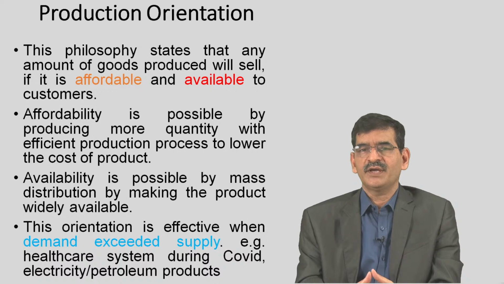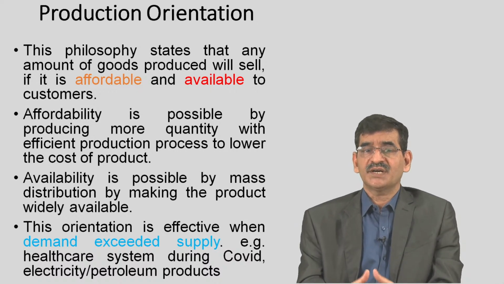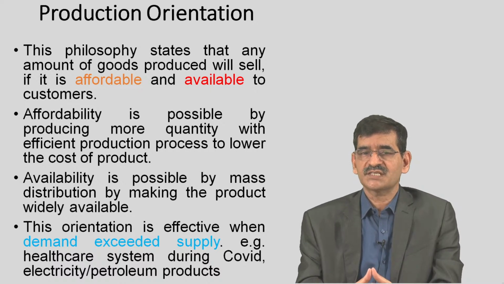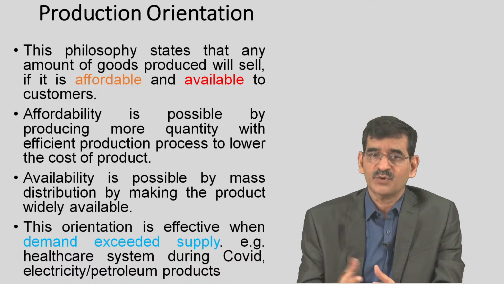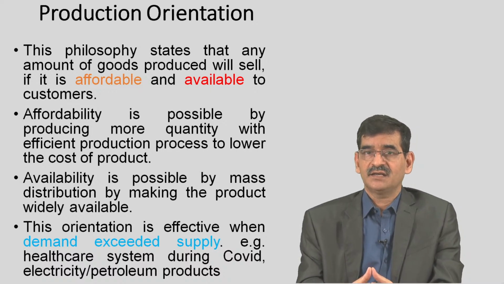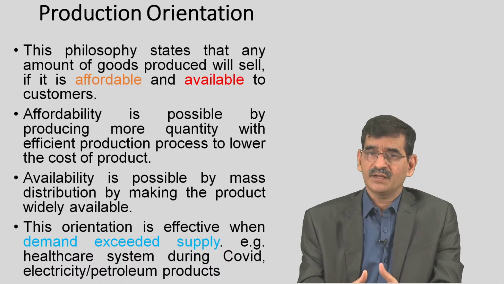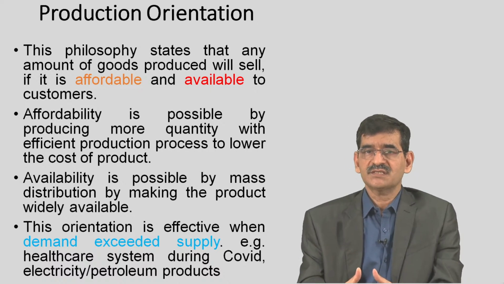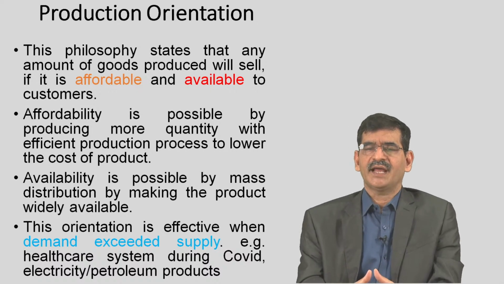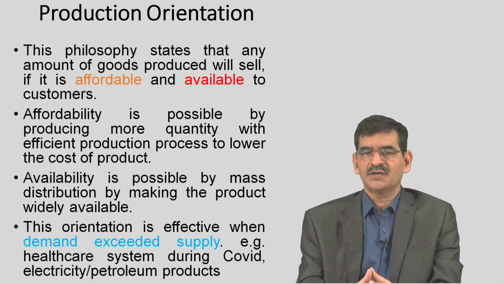One thing is that we have to increase the production capacity, but at the same time the cost of product or services can be lowered if we can utilize that production process efficiently. And we know that efficiency is related with the input of resources for getting outputs. So if we reduce the input costs for the same quality of product, that means we are improving our efficiency. And availability is possible by mass distribution, by making the product widely available. So this affordability and availability is focused when we consider the production orientation.